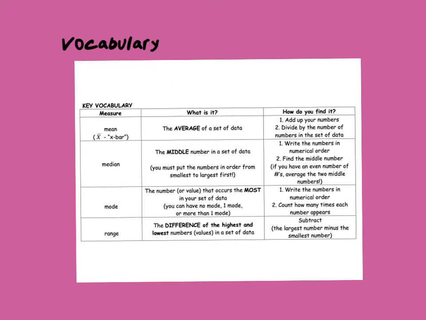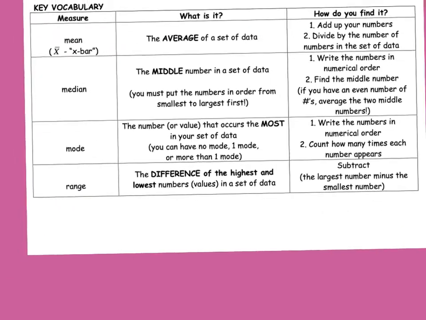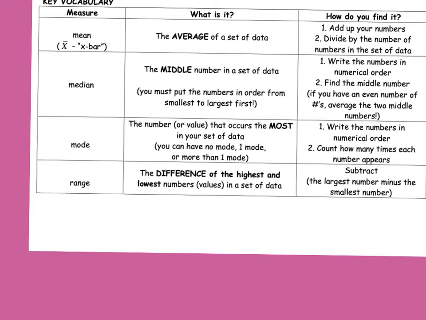Okay, yesterday we had the same vocabulary page, and I want to point out what we're talking about today. We are going to be talking about median and mode. So if you need to come back and refer to this video, this is where you would go to find out your information. The median is the middle number in a set of data. You must put the numbers in order from smallest to largest first. So number 1, write the numbers in numerical order. Number 2, find the middle number. If you have an even number of numbers, average the 2 middle numbers, and I talked about that on the last activity that we did.